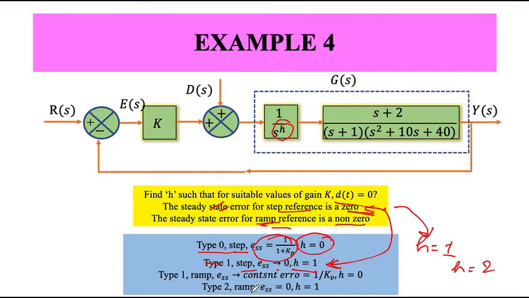So what was the nature for these things? So if I have H equals 1, I am assuming H equals 1. The input is ramp, and I know that there is a constant error given by, I think, 1 by Kv or something. We know how to compute that Kv. So answer could be H.